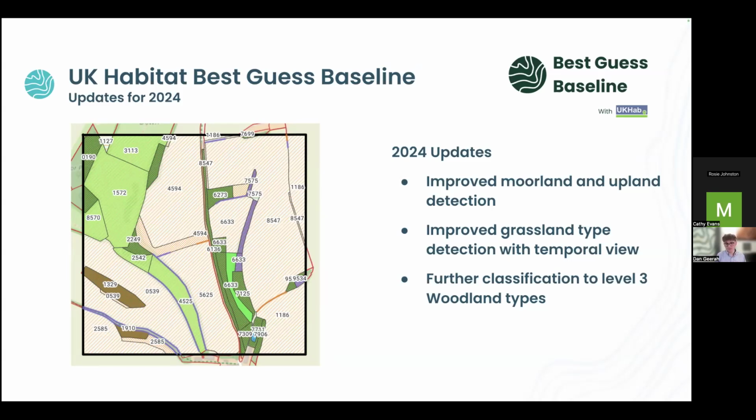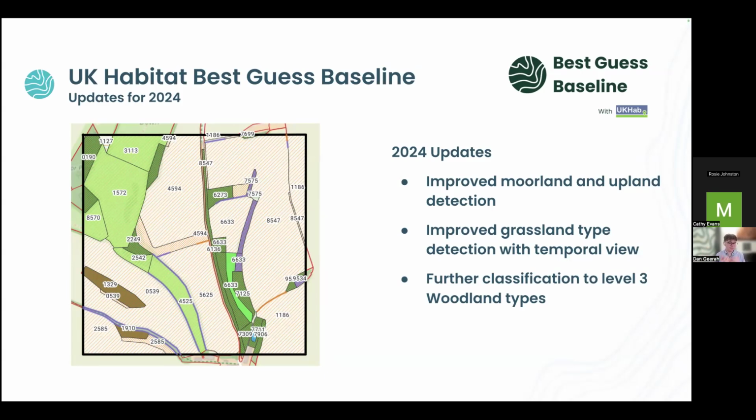So, differentiating between calcareous, neutral, modified grassland, and also trying to get our woodland classification further down than just understanding between broadleaf and conifer, just understanding if we can detect anything more, and also looking at management as well.